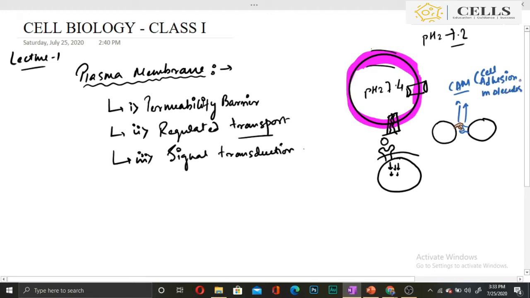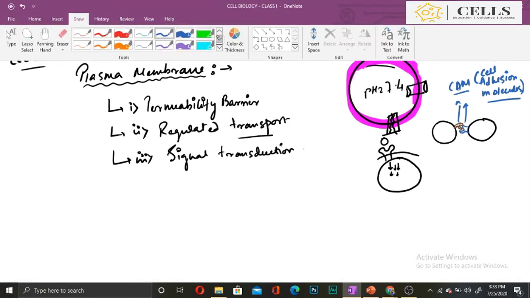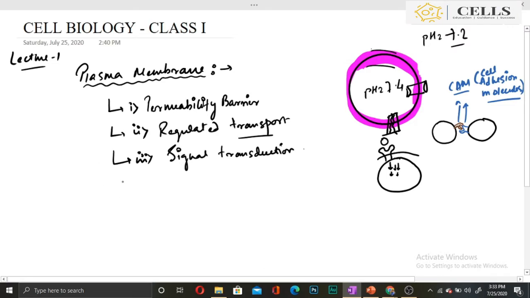So you can see that in the plasma membrane there are several cell adhesion molecules which interact with the cell adhesion molecules linked with the plasma membrane of another cell, and as a result you can have cell interactions. So another function of the plasma membrane will be cell interactions. There will be cell adhesions, all these kinds of things.